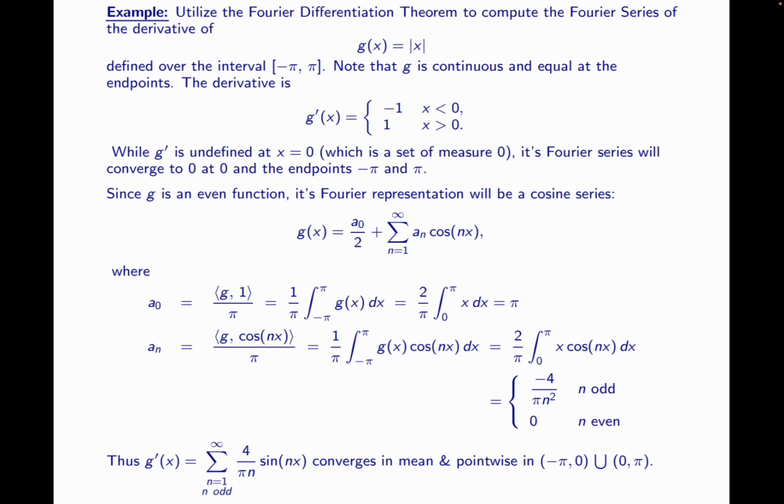Furthermore, we know that this Fourier series converges in mean, and we also know that it converges pointwise in the open intervals negative pi to 0 and 0 to pi. Now recall that the function f equals g prime is one that we've seen before. Our derivative that we just calculated, let's rechristen it as f. This is actually a function we've seen before. We're going to give f a value at 0. Of course, f differs from g prime at a set of measure 0, so we're okay.